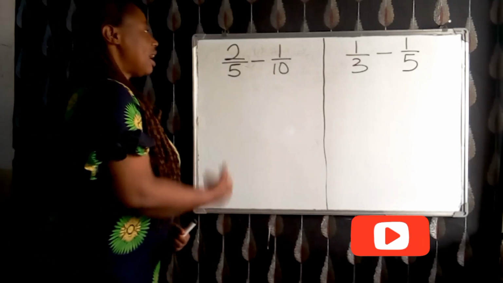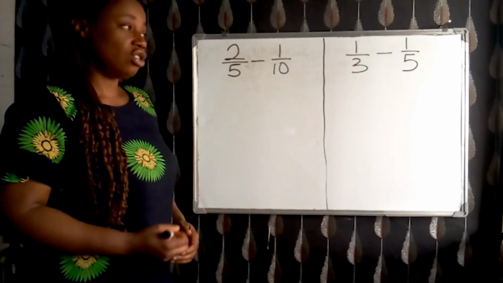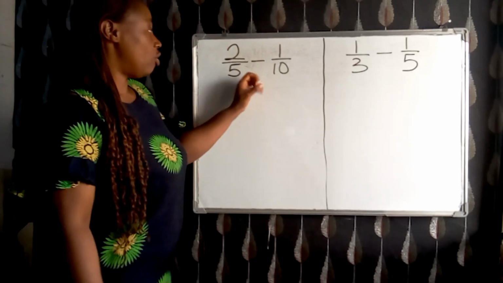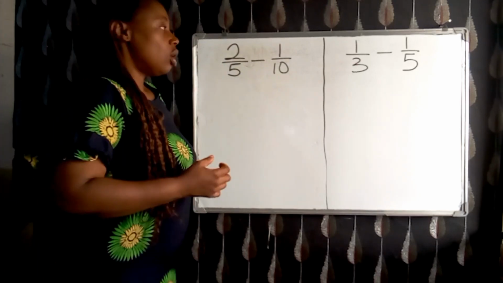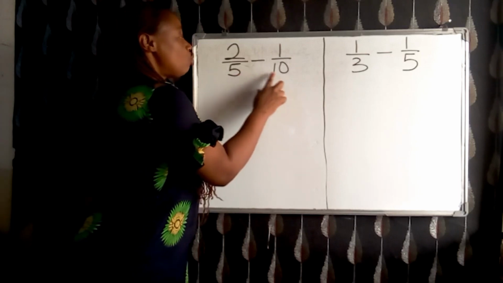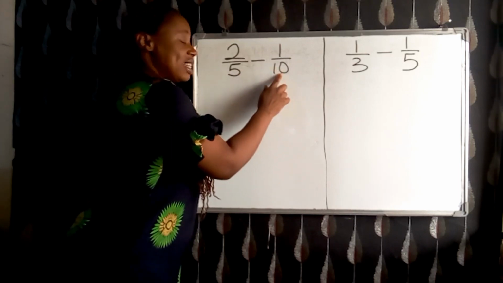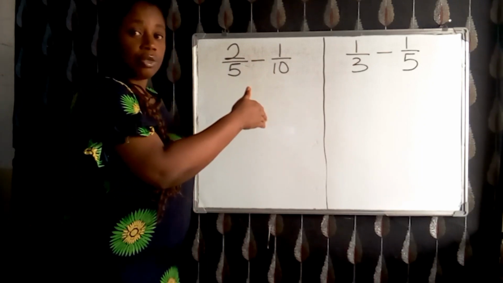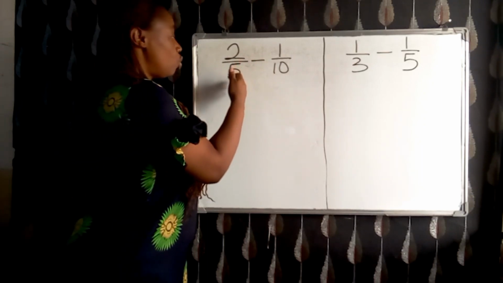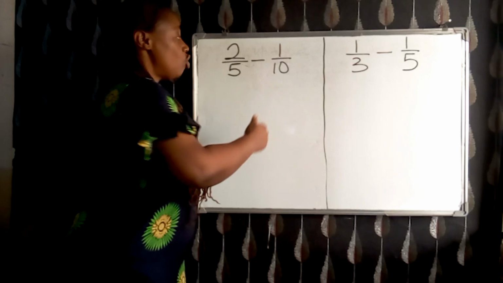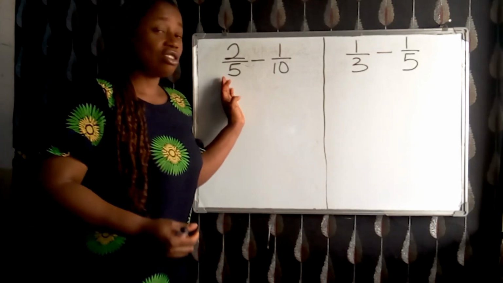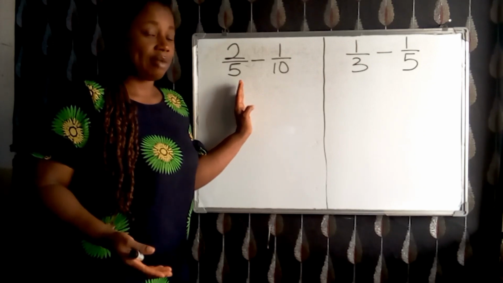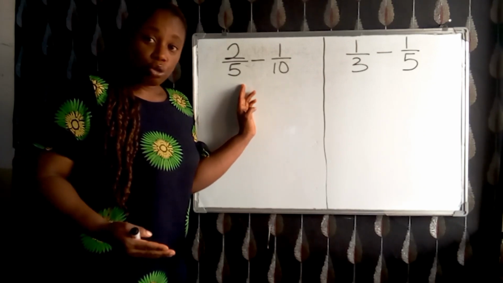Now, let's subtract this fraction using the equivalent fraction method. We have 2 over 5 minus 1 over 10. You have to make these two denominators the same before you can subtract this fraction. You look at it, we have two denominators, 5 and 10. So when fractions are like this, you can't subtract them. So you have to make the denominators the same. So how do you do that?